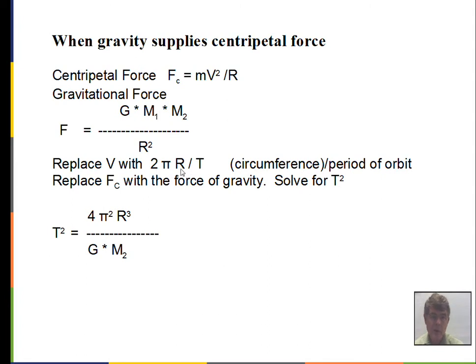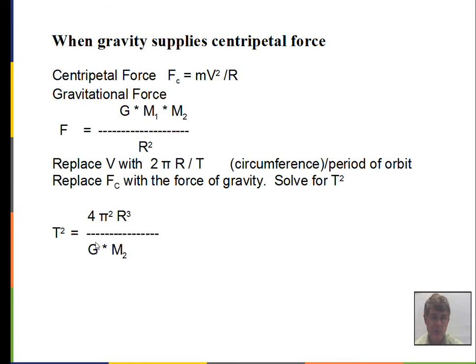Circular orbit, 2 pi r is the circumference, divide by the period, and we find that the period squared is equal to 4 pi squared r cubed over capital G and the mass of the object. Very useful again in astronomy. We talk about the period squared equal to the size of the orbit cubed in astronomy. This is a little bit more exact.